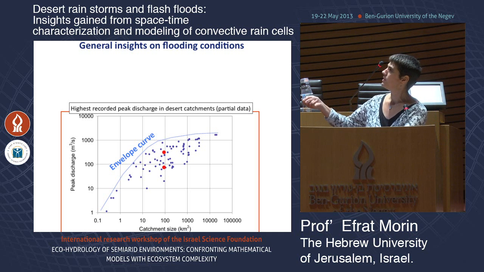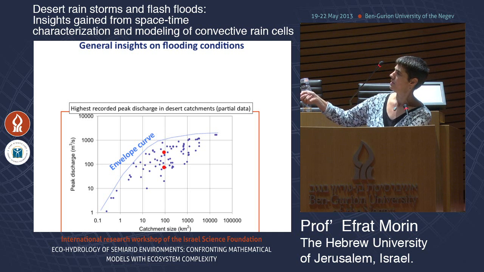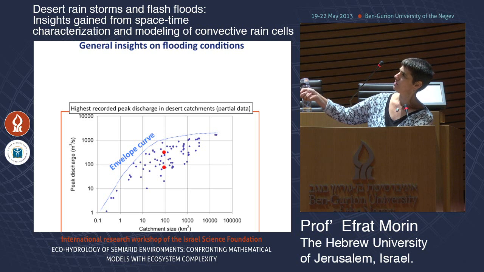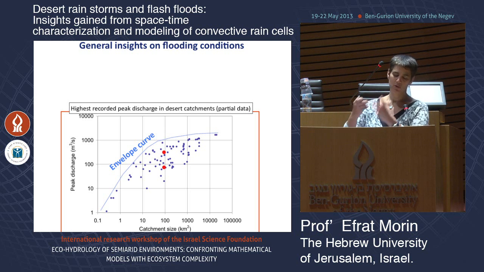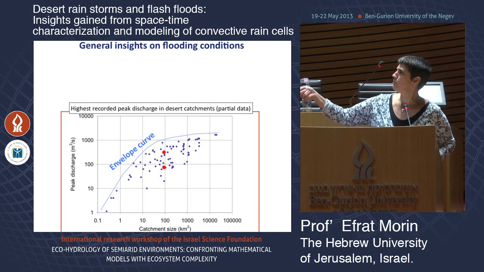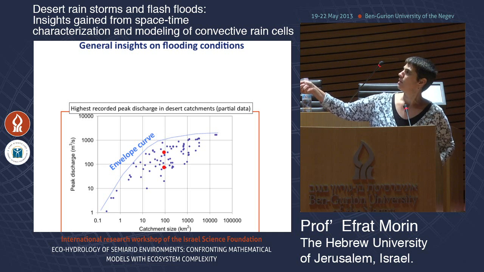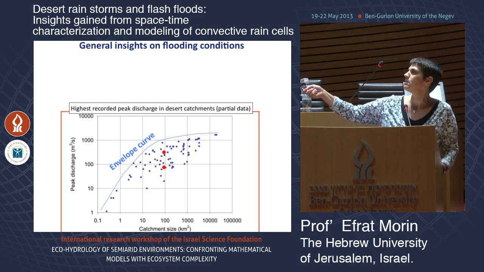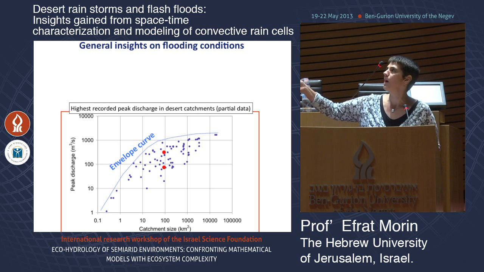And this is the catchment, almost 100. This is the observed event. And by doing this, in the largest configuration, we actually move this point closer to the envelope curve. This is the meaning. I mean, we are not going out of the envelope curve.